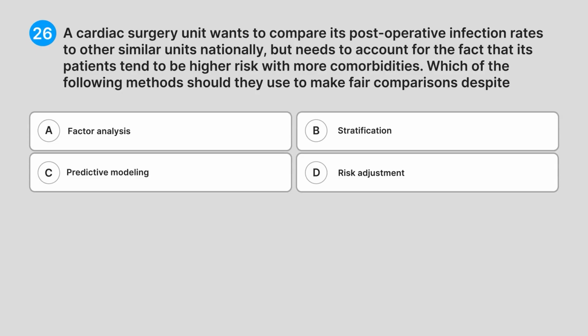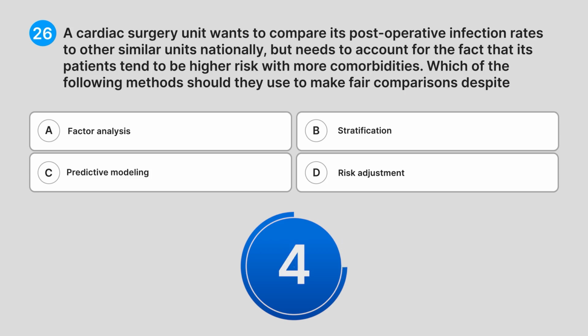26. A cardiac surgery unit wants to compare its post-operative infection rates to other similar units nationally, but needs to account for the fact that its patients tend to be higher risk with more comorbidities. Which of the following methods should they use to make fair comparisons despite patient differences? A. Factor analysis. B. Stratification. C. Predictive modelling. D. Risk adjustment. Do you know the answer?